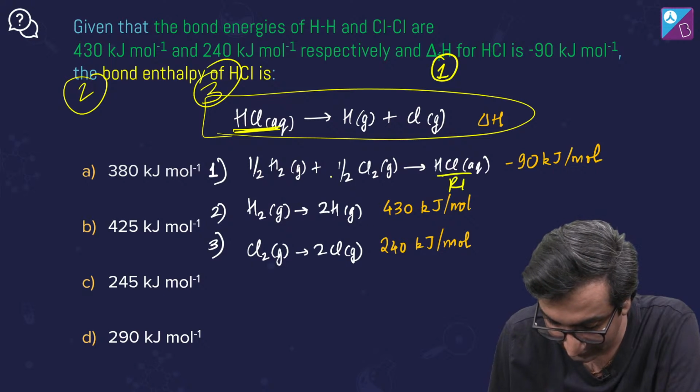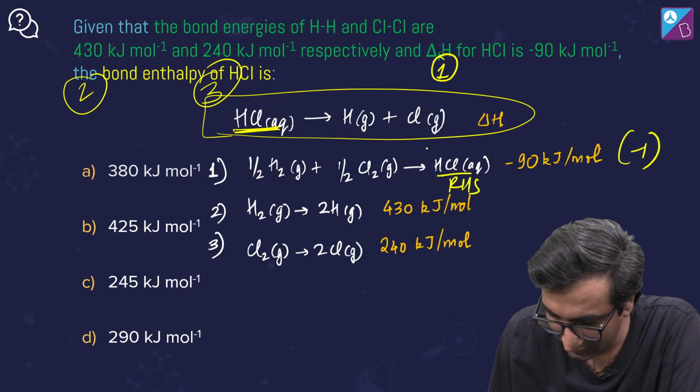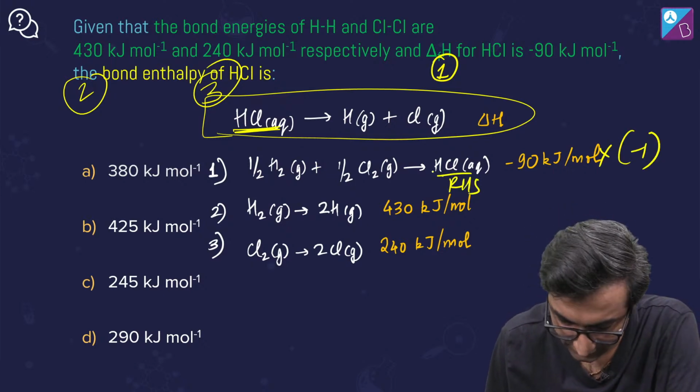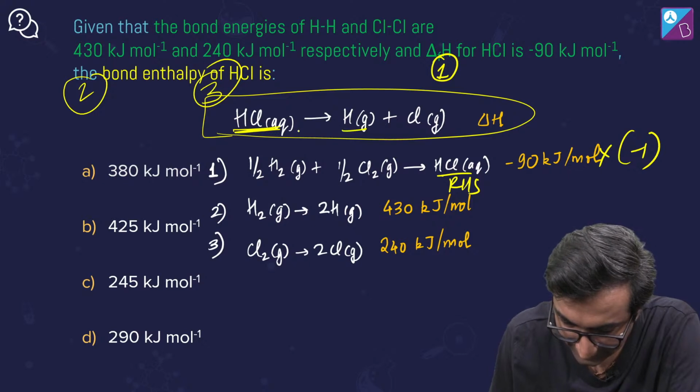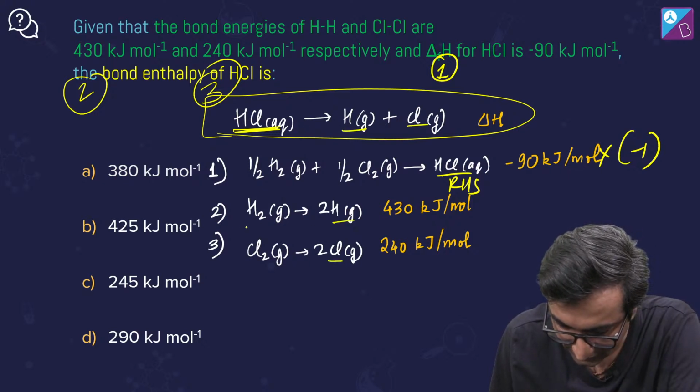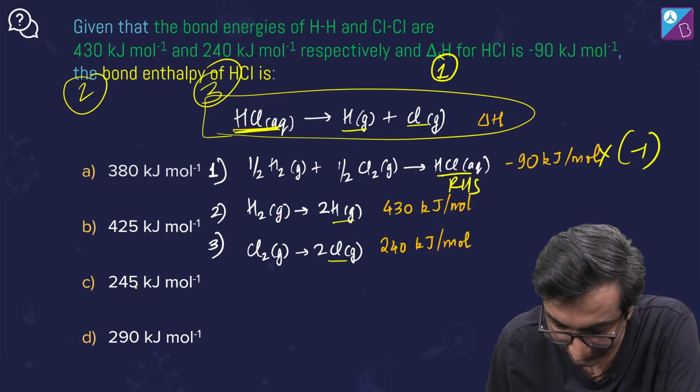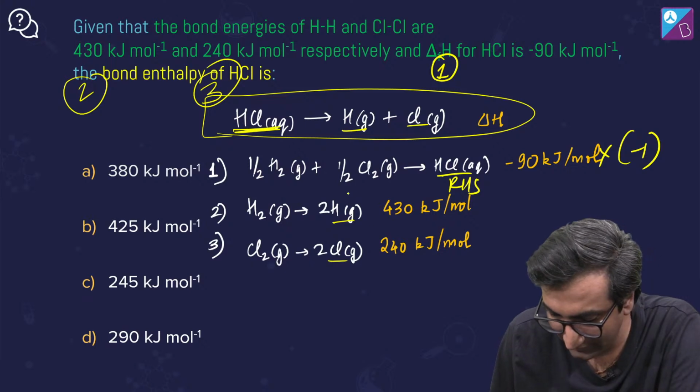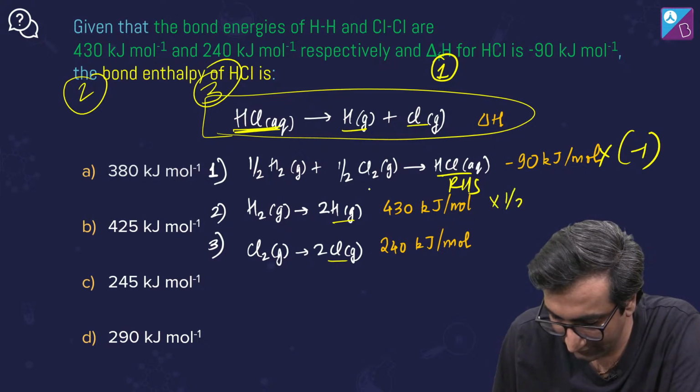This is on the RHS. So I'm going to multiply this with -1, which means I'm going to reverse this reaction. ठीक है. और क्या क्या है? यहाँ पे H और Cl RHS में है. But we got to put a half there. So as it is, but into half. That's all I've got to do.